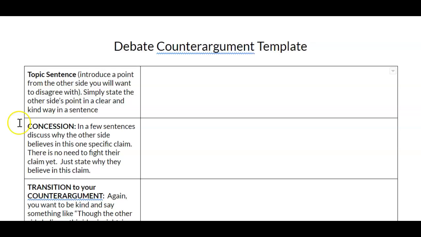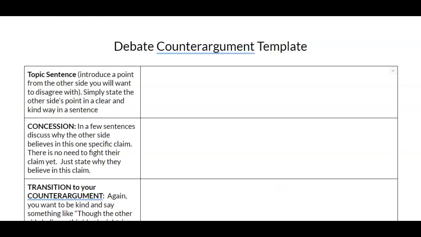So the first thing you're going to do here is introduce a point from the other side that you want to disagree with. So you're just going to state what that point is. When we did step 1, you looked at both sides of the argument. It'd be good to reference that document, pick out one of the arguments from the other side, and then put one sentence describing what the argument is. So you would say, like, the other side argues this.